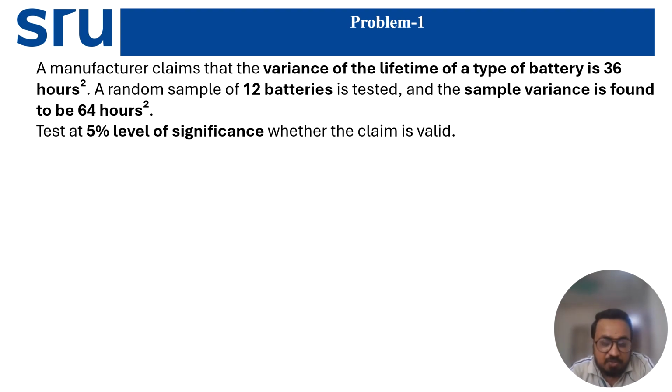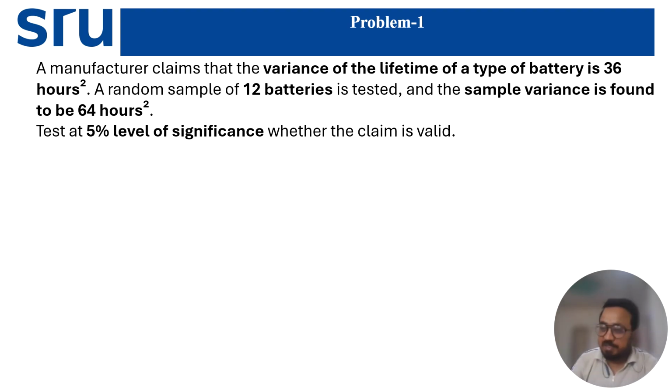One point should be remembered: in the case of variance, the significance level will be split by 2 if it is a two-tail test. If it is a one-tail test, then it will not be divided by 2, and the significance level is used as given.